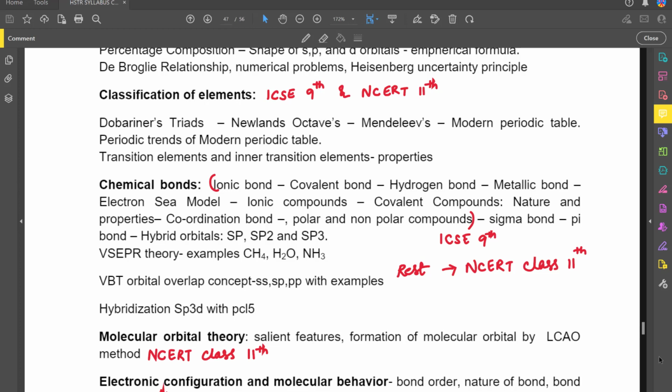Next is chemical bonds. All this, ionic bond, covalent bond, hydrogen bond, metallic bond, electron cloud model, ionic compounds, covalent compounds, is present in the ICSE class 9th chemistry book also. But only some basic idea is given. Sigma bond, pi bond, hybrid orbitals, VSEPR theory, VBT orbital overlap, hybridization, all this you will find only in the 11th book, the PUC first year chemistry book. So it is better to go for the PUC first year book for chemical bonds also.